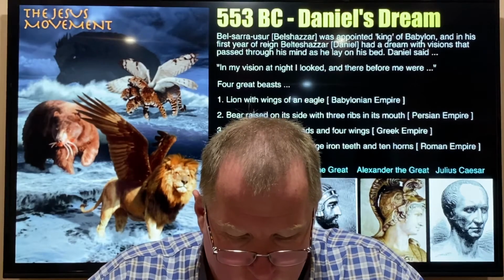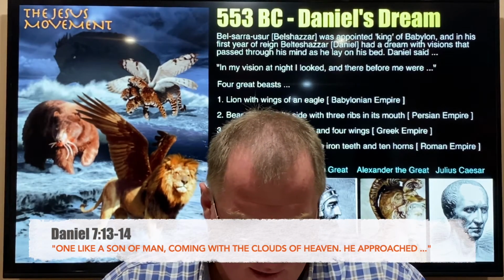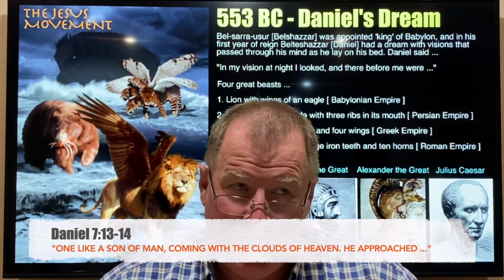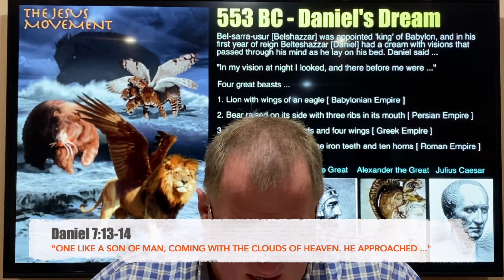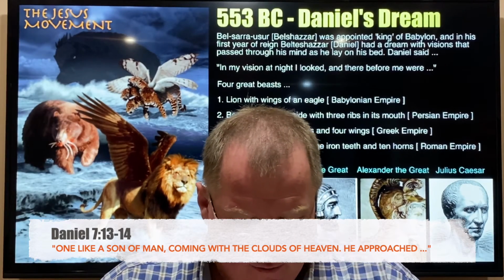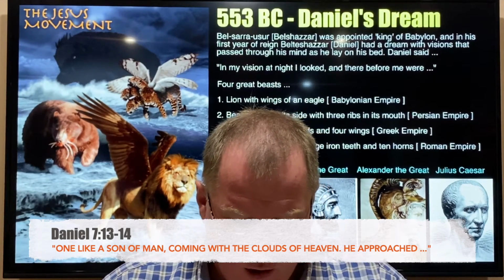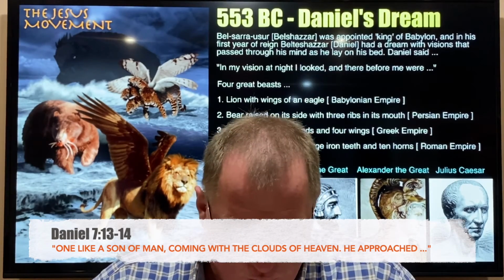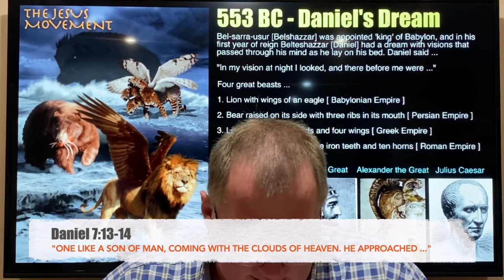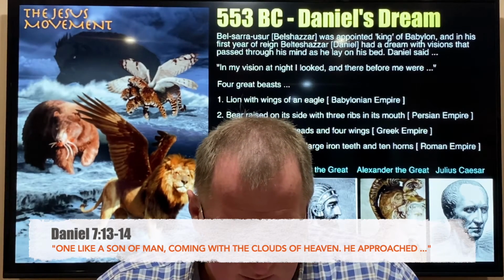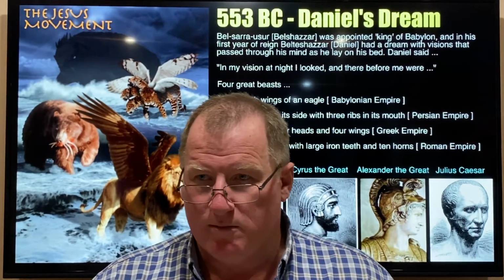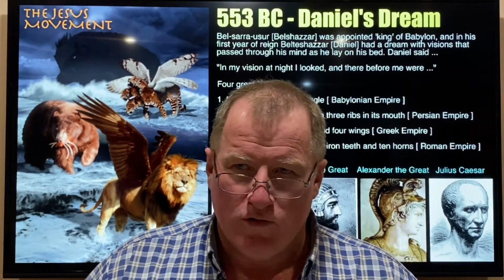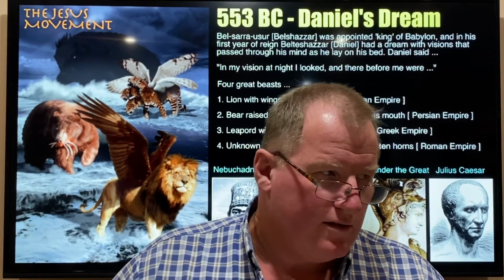Then Daniel saw before him, I'm going to read from verses 13 to 14 now, one like a son of man, and that is Jesus, God the Son. Coming with the clouds of heaven, he approached the Ancient of Days and was led into his presence. He was given authority, glory, and sovereign power. All peoples, nations, and men of every language worshipped him. His dominion is an everlasting dominion that will not pass away, and his kingdom is one that will never be destroyed. And so in this part of the prophecy, Daniel is speaking about Jesus, the Messiah, and that he will come in the future and he will rule and reign forever.